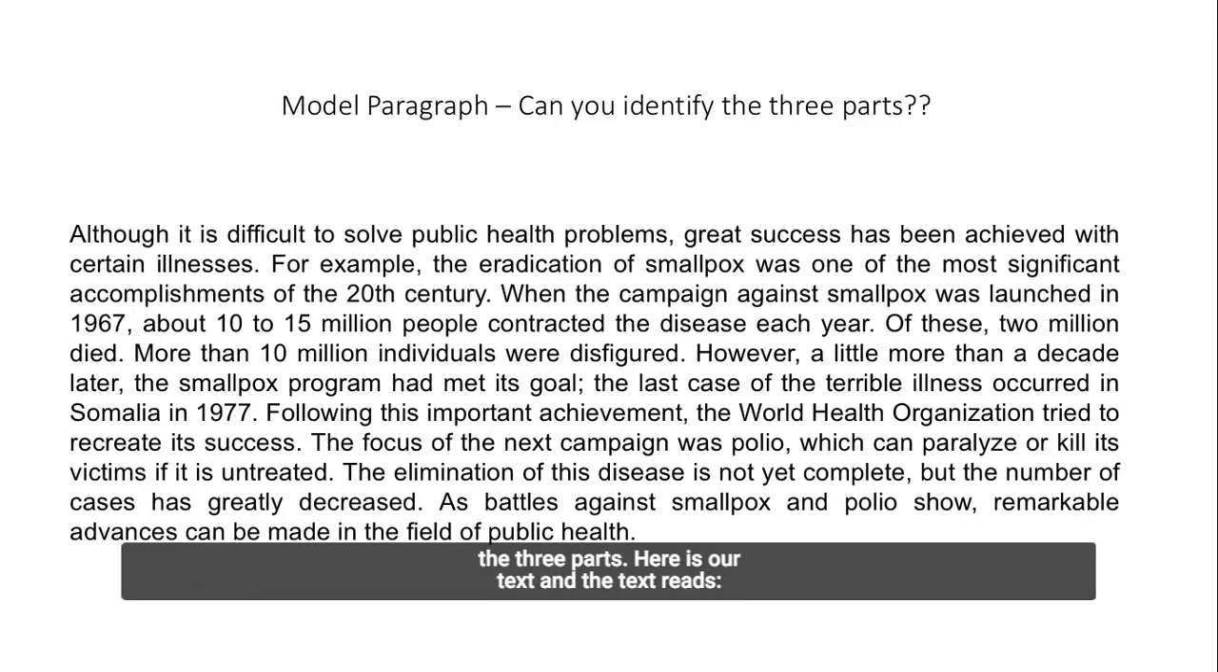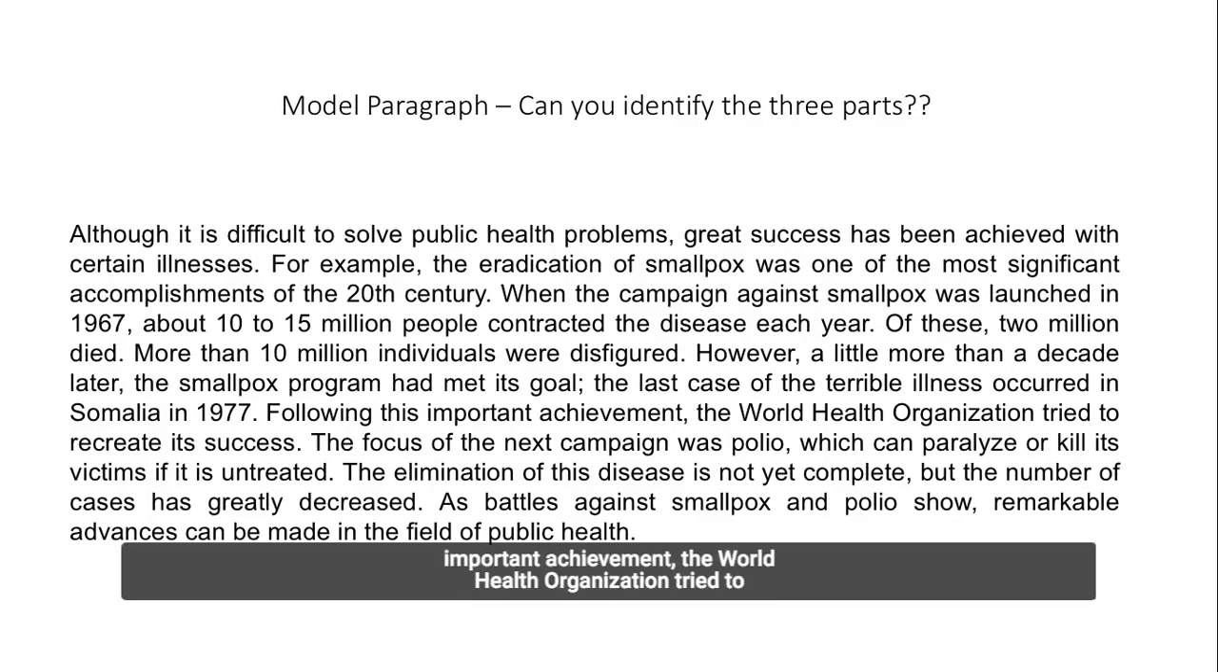Here is our text, and the text reads, although it is difficult to solve public health problems, great success has been achieved with certain illnesses. For example, the eradication of smallpox was one of the most significant accomplishments of the 20th century. When the campaign against smallpox was launched in 1967, about 10 to 15 million people contracted the disease each year. Of these, 2 million died. More than 10 million individuals were disfigured. However, a little more than a decade later, the smallpox program had met its goal. The last case of the terrible illness occurred in Somalia in 1977.